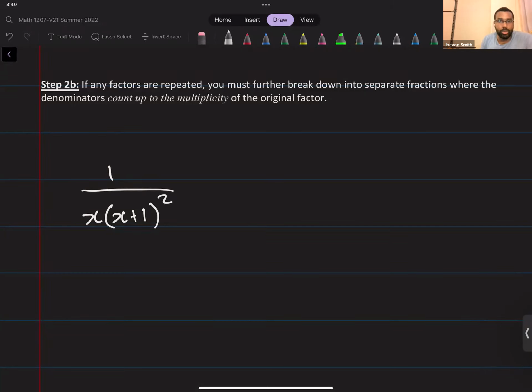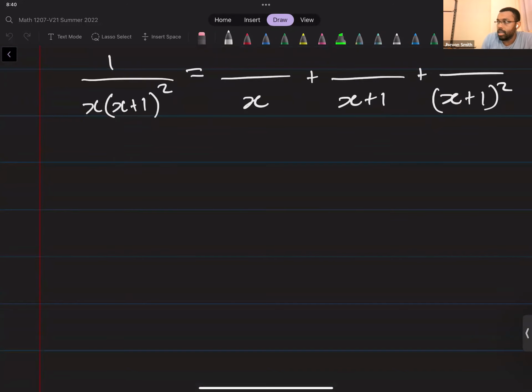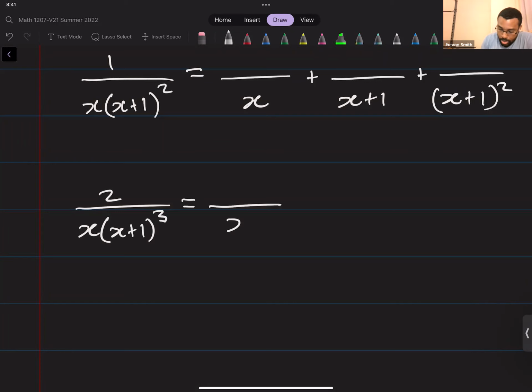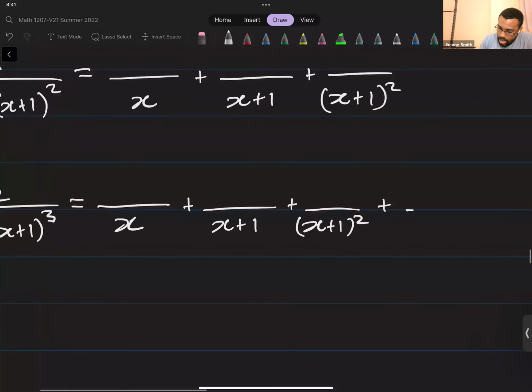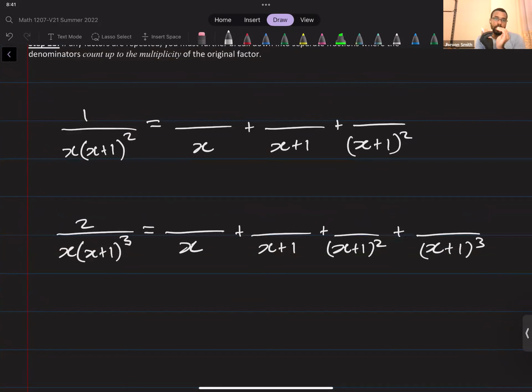Okay, so x plus one gets repeated. How do I deal with that? I count up to the multiplicity. So one fraction is going to be x. The other fraction is going to be x plus one. And I put a third fraction that's x plus one squared. If I had, say, just to kind of hammer this home, if this were cubed, I would count up x, x plus one squared, and x plus one cubed. So for a repeated factor, I keep the base factor and then I literally count up from power one, power two, power three, power four, all the way up to whatever the highest repeated factor was.